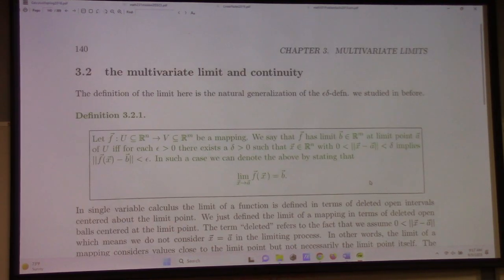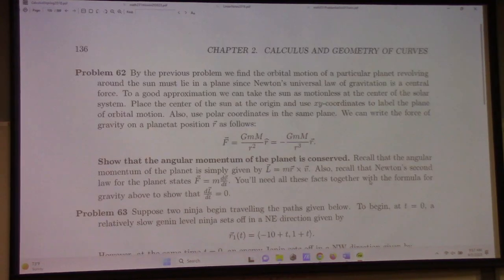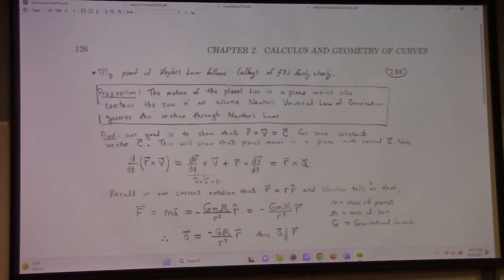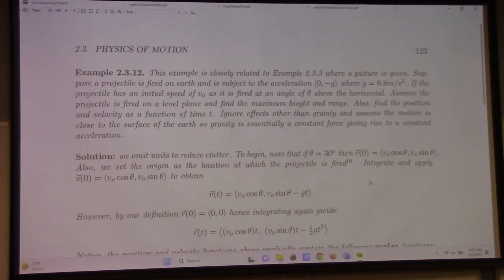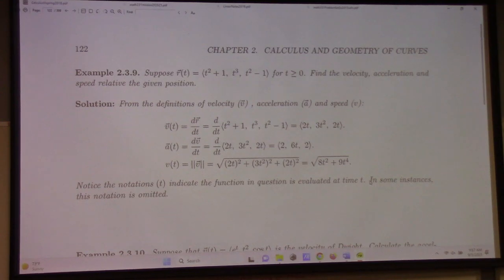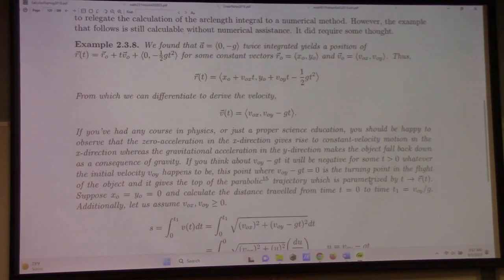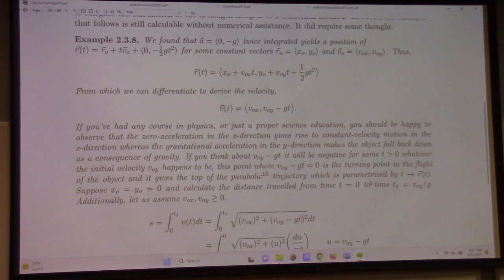Oh, the double scrolling has got me again. This calculation, I didn't think was going to work out when I first tried it.